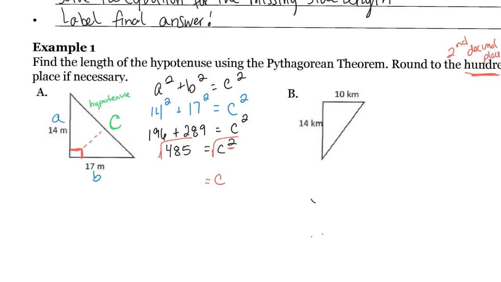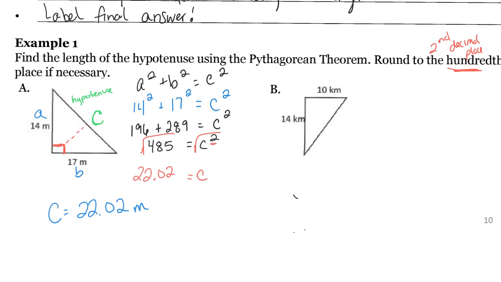So you should get 22.02. Now we're not quite done. We have to label our final answer. So C is equal to 22.02 meters. Okay.